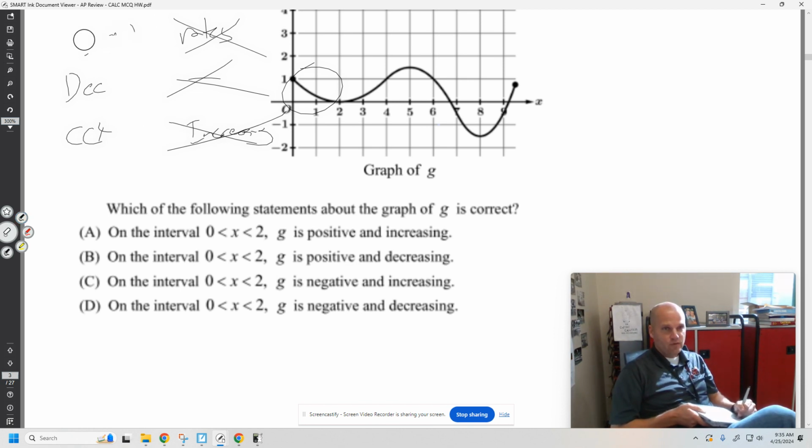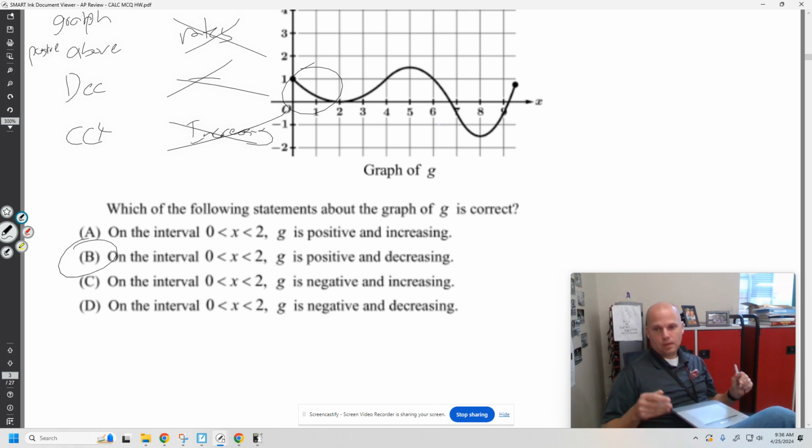What is the graph? Above the x-axis, decreasing concave up. That means the graph is positive and decreasing and concave up. The graph is positive and decreasing. If it was rates, the rates of G are negative and increasing. So important.